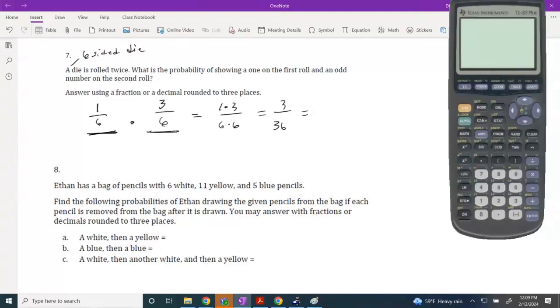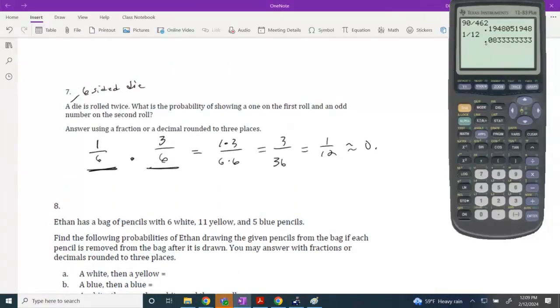We can reduce that, right? 3 divided by 36 is 1/12. So it would accept 1/12 as a fraction. But if we were to write it out as a decimal, I'm just going to divide that real quick. We would get 0.83 as a decimal. I'm sorry, 0.083.